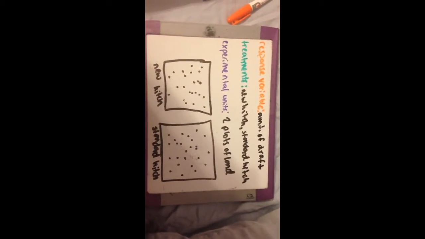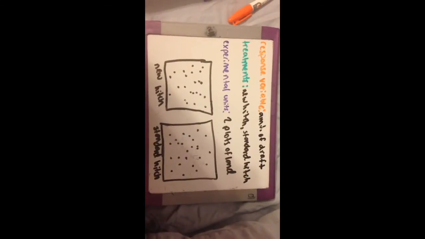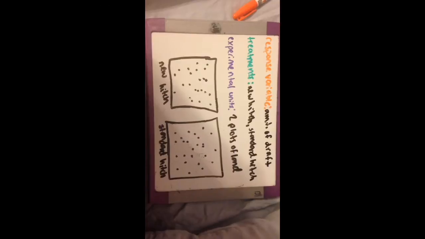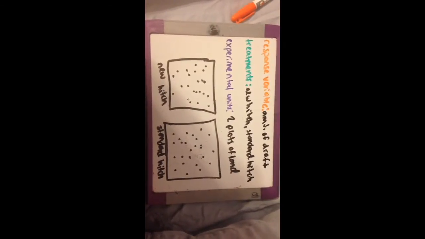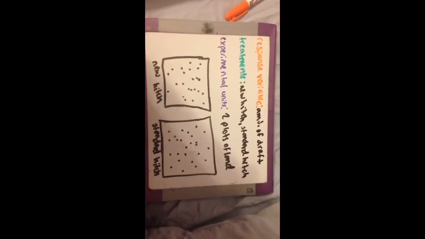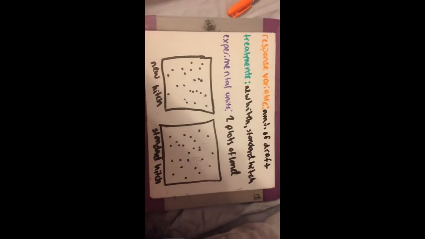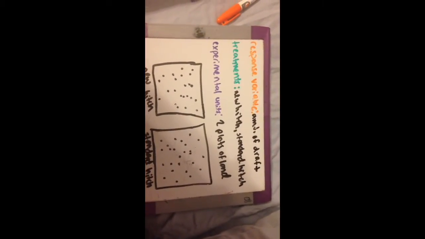Part B says, given that the goal of the study is to determine whether a newly developed hitch reduces draft compared to the standard hitch, was randomization used properly in this study? Justify your answer. Yes, randomization was used properly because the question says it was randomly determined which plot was to be plowed using the standard hitch. So we know there was also randomly determined which plot would be used with the new hitch.